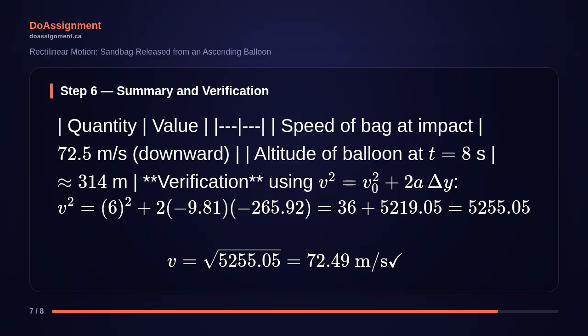We verify the speed using the third kinematic equation, v squared equals v0 squared plus 2a times delta y, which gives v squared equals 36 plus 5200.05, equaling 5255.05, and the square root of that is 72.49 meters per second. This confirms our earlier result.